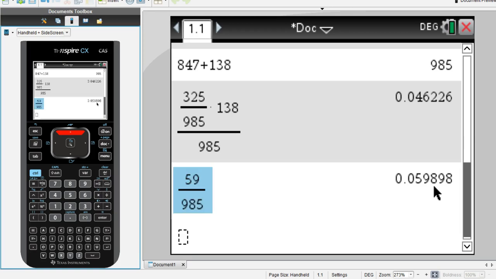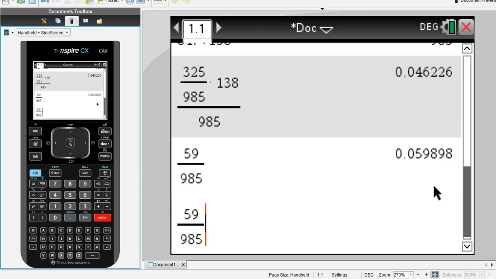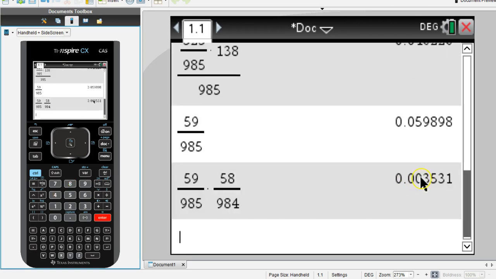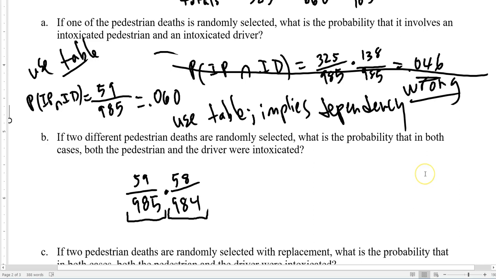So 59 out of 985 times, 58 out of 984. 0.003, so 0.004. Actually, I'm going to go ahead and just take it 0.035 so we can see it far enough. Okay?